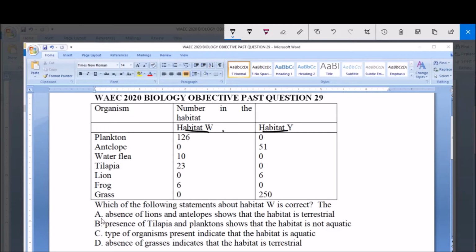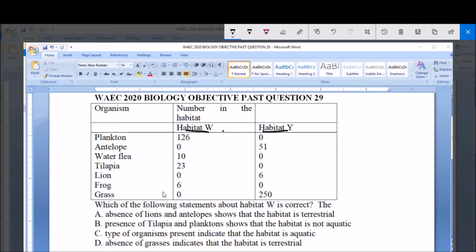A. Absence of lions and antelopes shows that the habitat is terrestrial. B. Presence of tilapia and plankton shows that the habitat is not aquatic. C. Type of organisms present indicates that the habitat is aquatic. D. Absence of grasses indicates that the habitat is terrestrial.